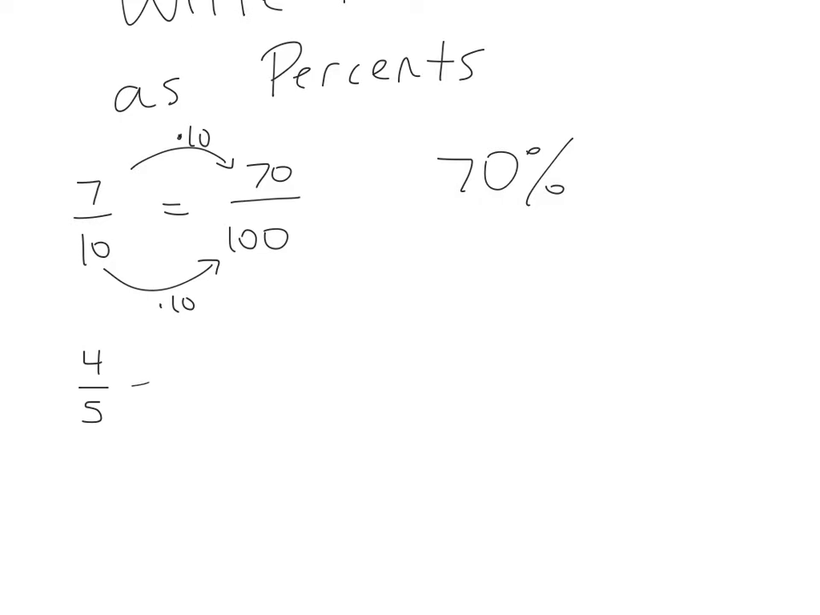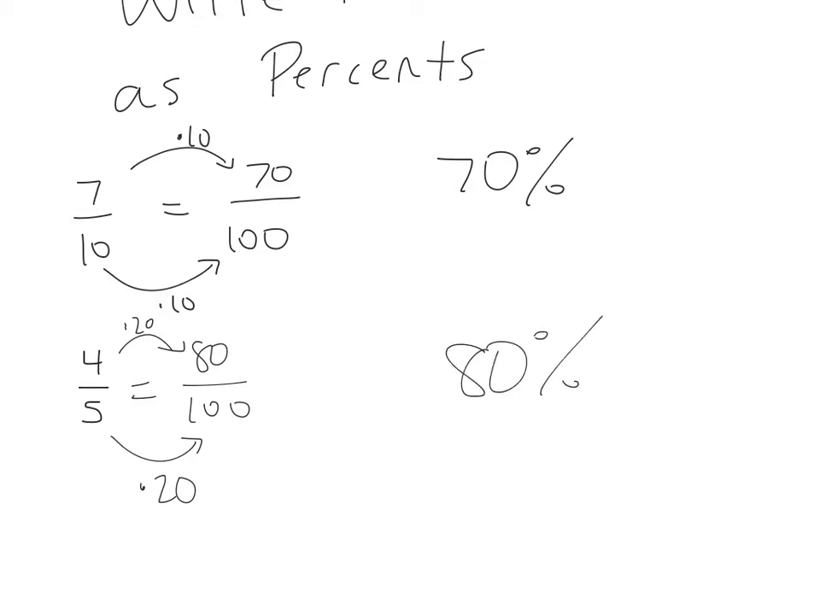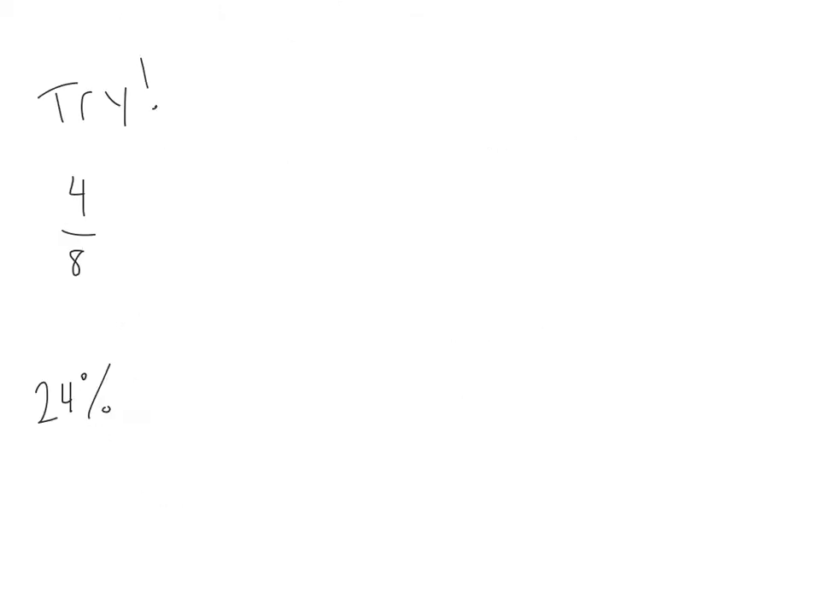Now 4/5. What do you do to a 5 to make it 100? Again, it's 4 per 5, and I need it to be something per 100. 5 times 20 gives you 100. So what is 4 times 20? 4 times 2 is 8, so 4 times 20 is 80. Our answer as a percent is 80%. Now I want you to pause the video and try this. Take 4/8 and make it into a percent, and take 24% and make it into a reduced fraction.